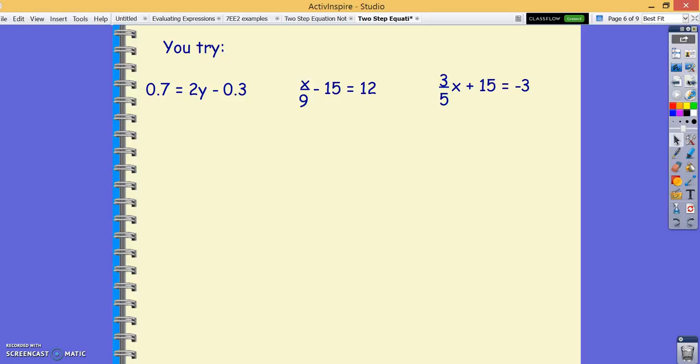Let's go ahead and do the first one together, and then you can try the next two by yourself. So in the very first problem, I'm going to scan it and see what's going on. I see that y is being multiplied by 2, and it's also being subtracted by 0.3. So the very first thing I'm going to do is get rid of the subtraction. Again, I'm going in reverse order of operations. I'm going to go through SADMEG.